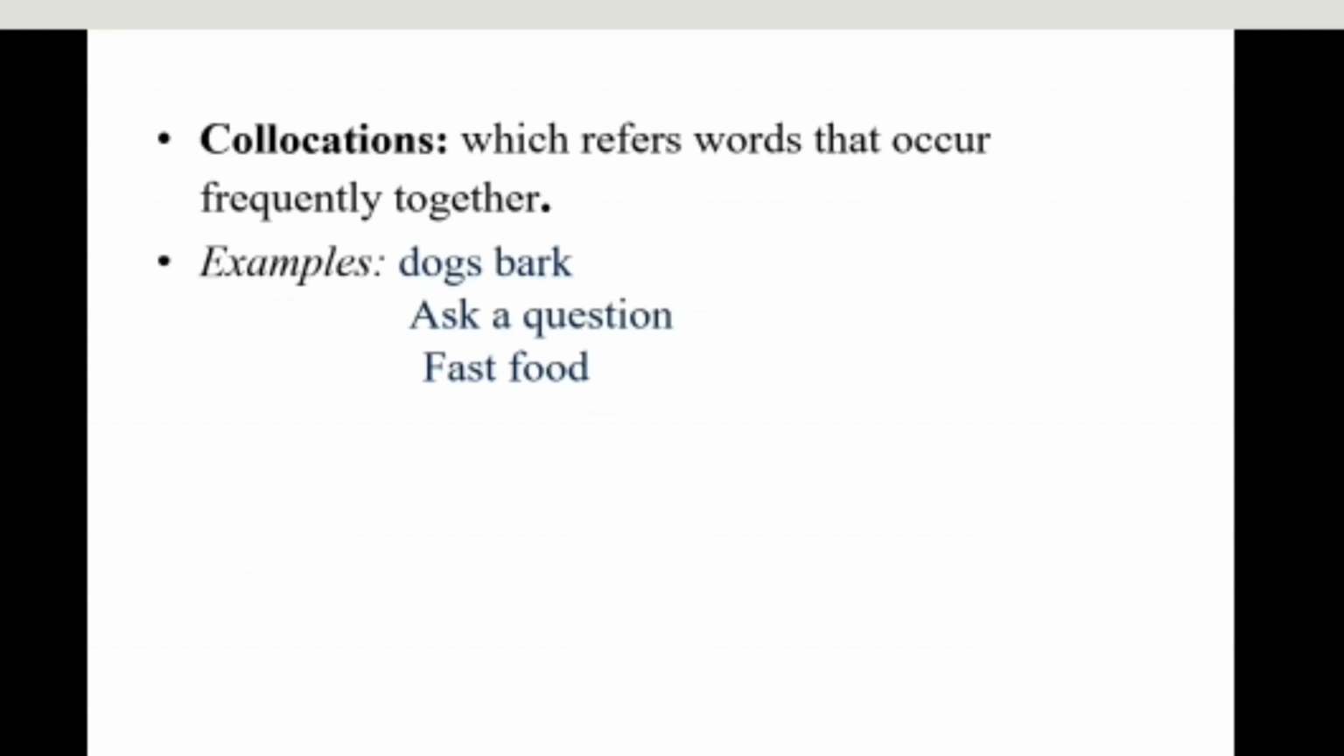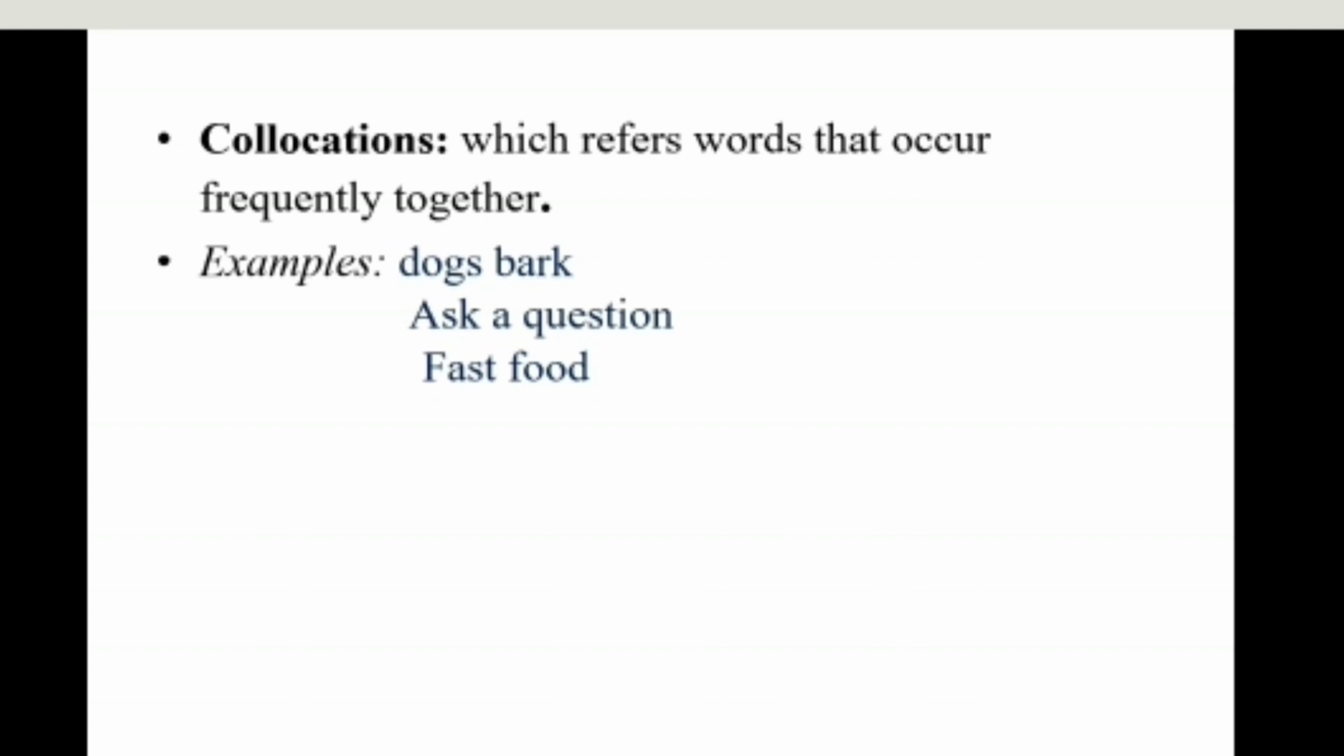Now the last concept in the chapter of semantics in the course book we are using is collocations, which refers to the words that go together. So collocations refer to meaningful word combinations. If we have, for example, dogs bark, normally the sound that dogs make is always referred to as barking. So when we hear the word dogs and we want to refer to their sound, we use the word bark. So they always go together.